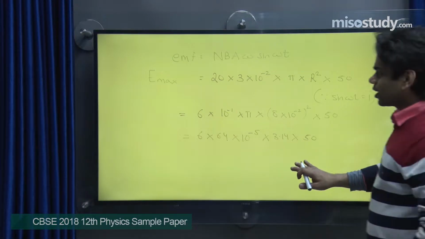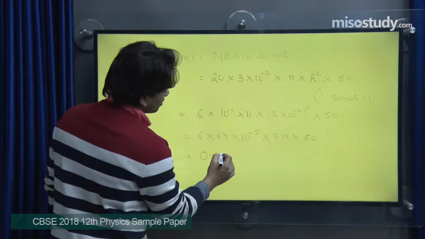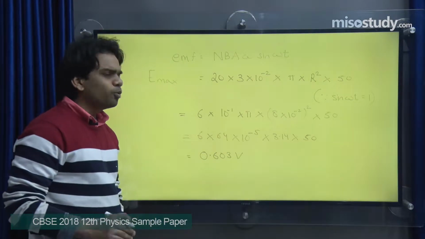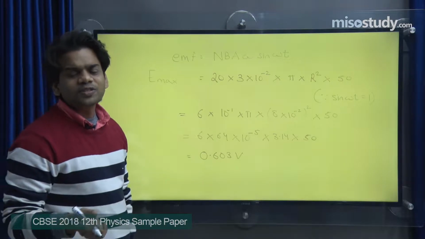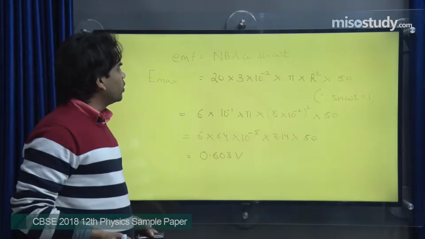Okay, so I believe you would have evaluated its value. Its value will come out to be 0.603 volt. In exam, you may sometimes get a trickier calculation, sometimes an easy calculation, so be ready to solve each step. So we got the value of EMF max.